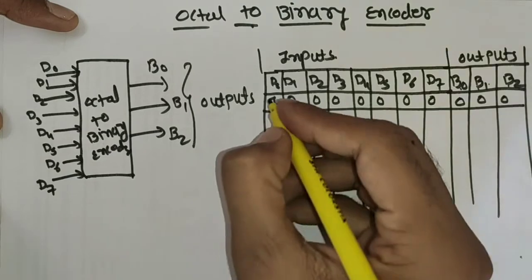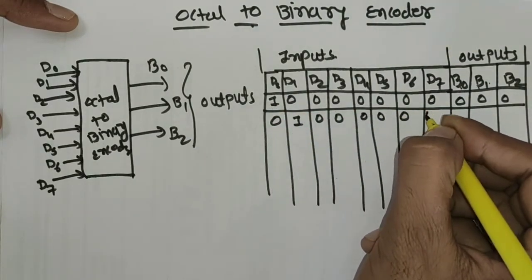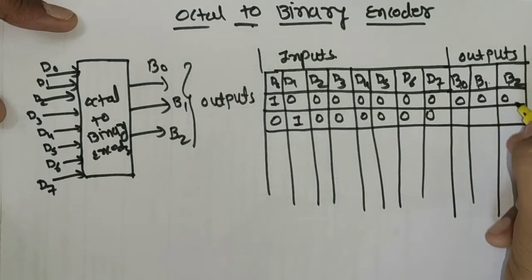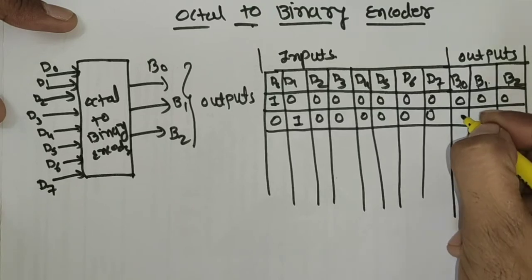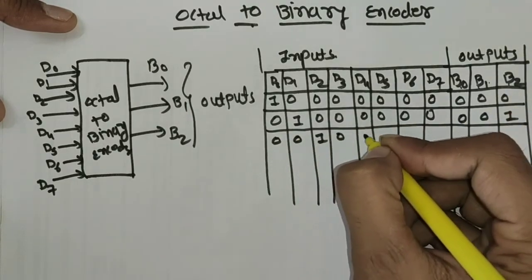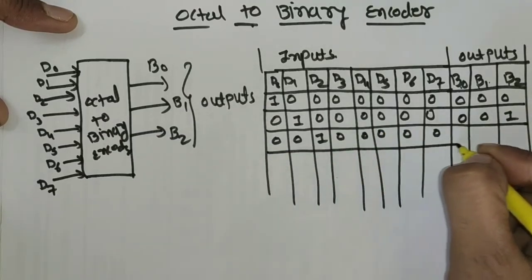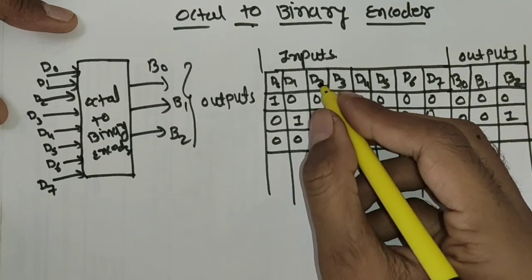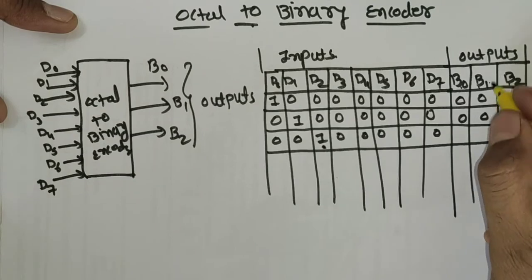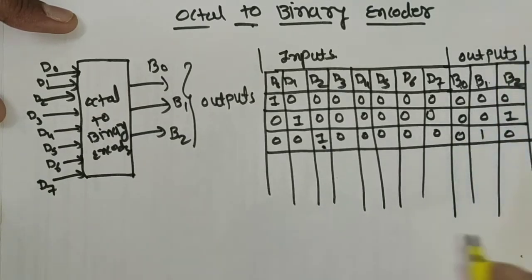So now if the input is 0, 1, 0, 0, 0, 0, 0, and 0, right? Then we get the output 1, 0, 0. If the input combination is 0, 0, 1, 0 and 0, here the input D2 is 1, right? So the weightage of this second bit is 1. So this is the possible output combination.